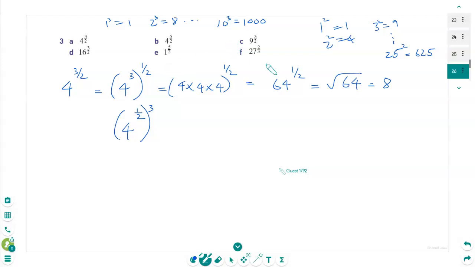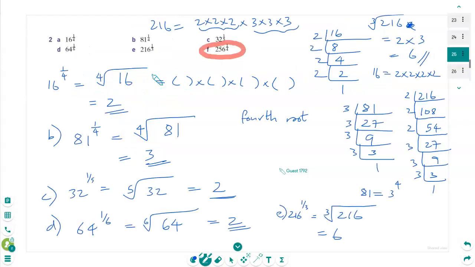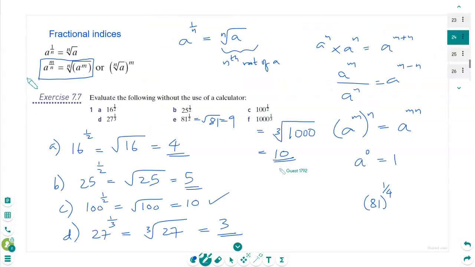Okay. Fine. So the second way to do it is 4 to the power 1 by 2 whole to the power 3, right? Yes. See, all this is coming from where? It's coming from the law we just learned, right? What was the law we just learned? A to the power m by n is a to the power m whole to the power 1 by n, or nth root of a to the power m, or it is nth root of a whole raised to m.